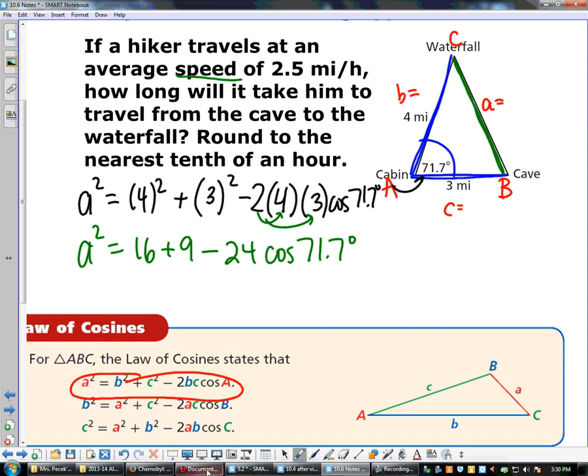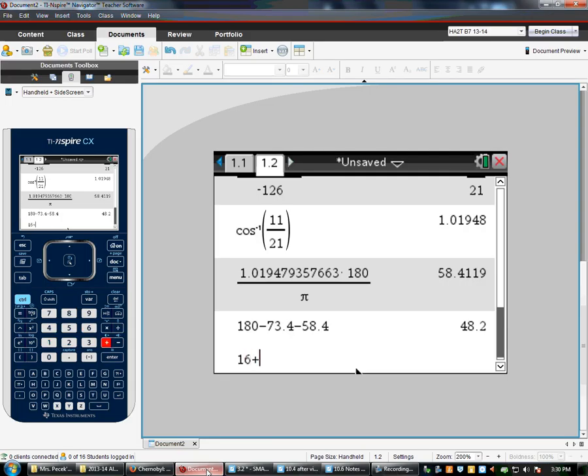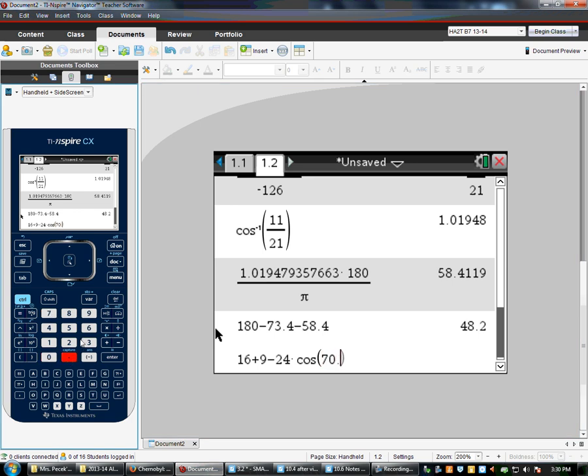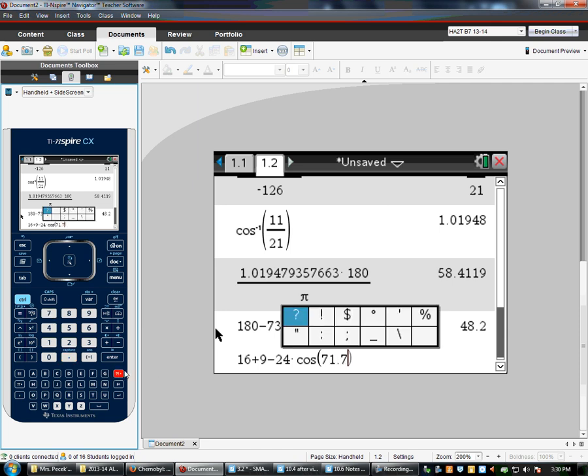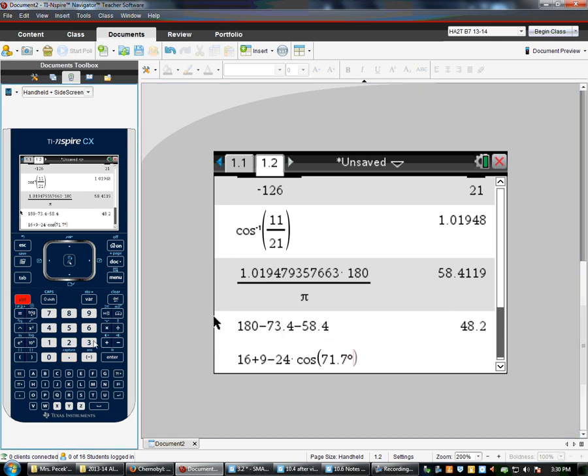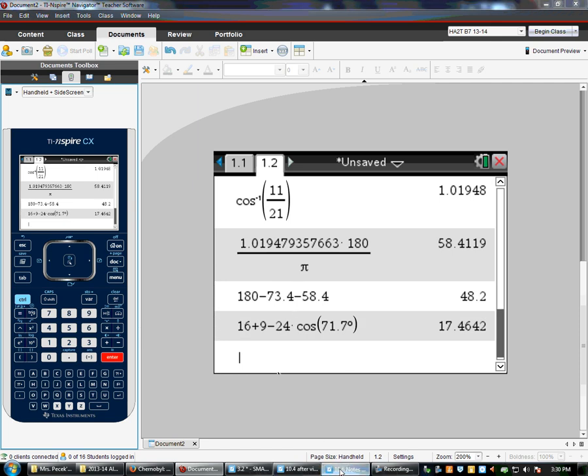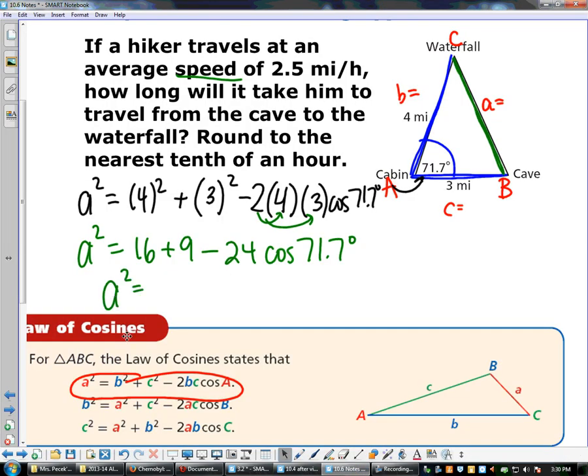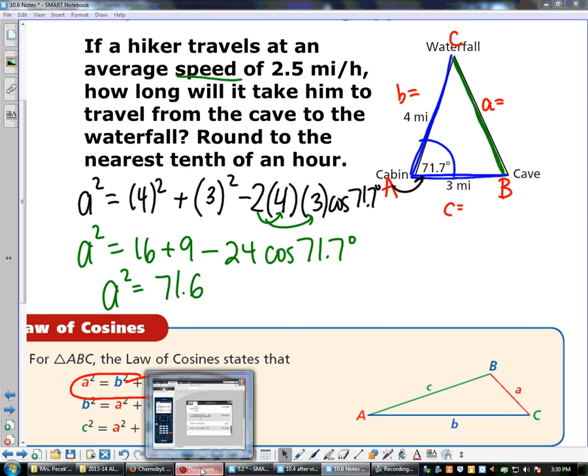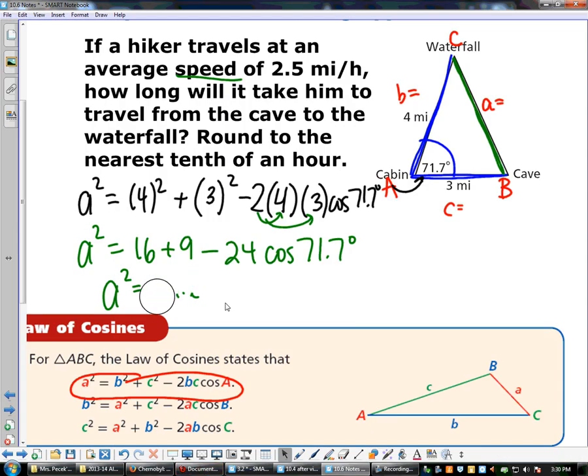Let's go to our calculator and see what value that's going to give us. So 16 plus 9 minus 24 multiplied by the cosine of 71.7, and make sure you put in your degree symbol there. Right now we know that a squared is equal to 17.5 or so. So to solve for a, we're going to need to square root.